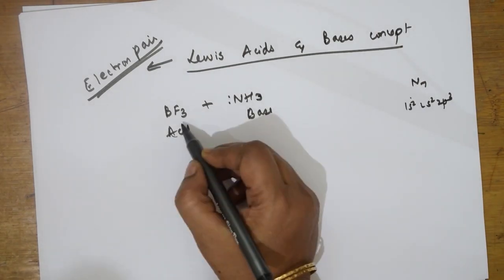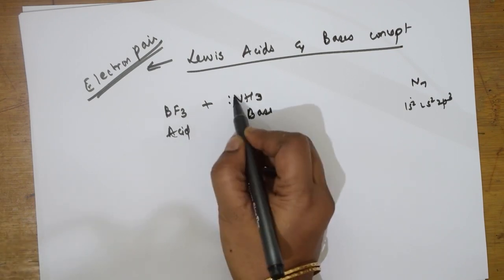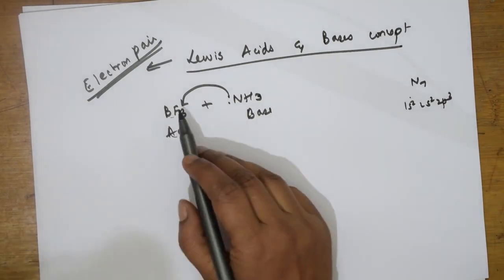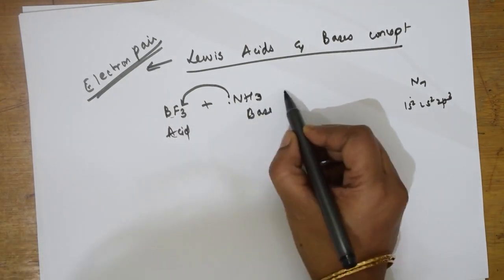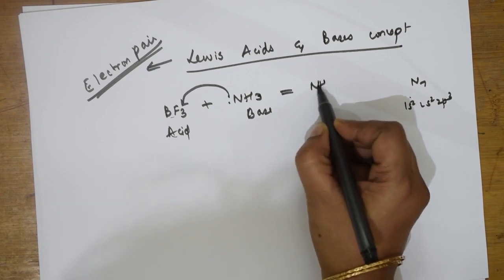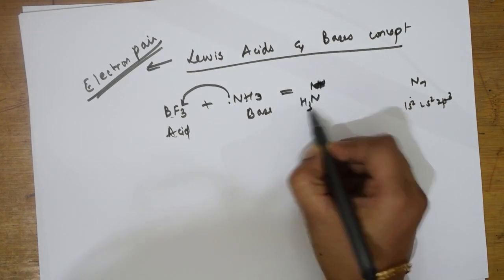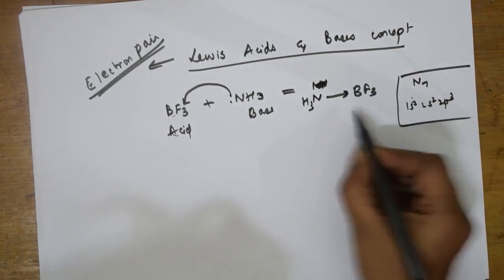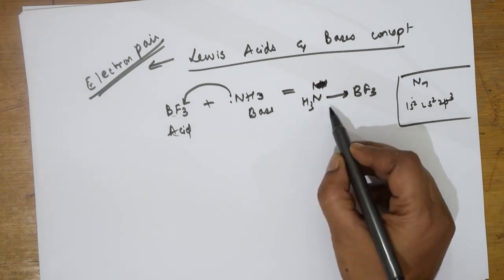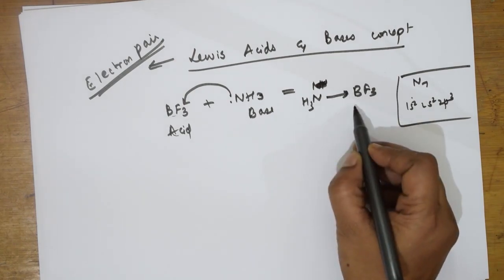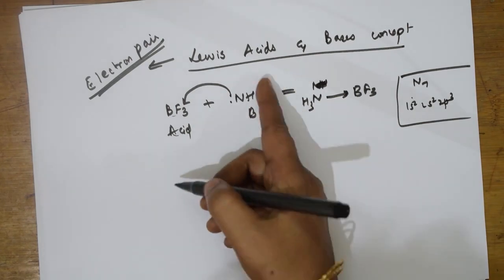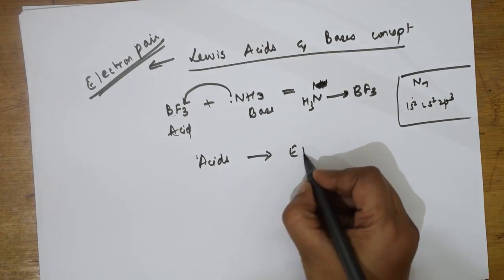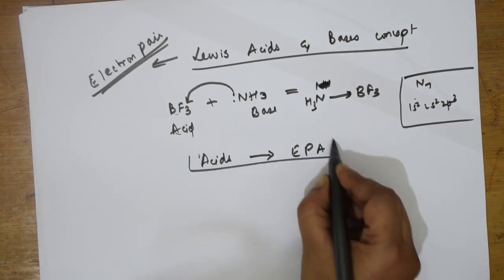Now what is this acid doing? This acid is accepting this electron pair. I'm speaking in terms of electron pair. Acid is accepting electron pair. So from where is this? This is basically from nitrogen. From nitrogen, the electron pair is donated to BF3. So this acid is picking up an electron pair, electron pair acceptor. So let us write the first one. According to Lewis, acids are electron pair acceptors, EPA. Acids are EPA.